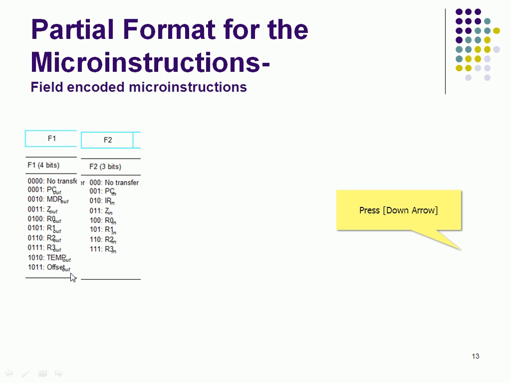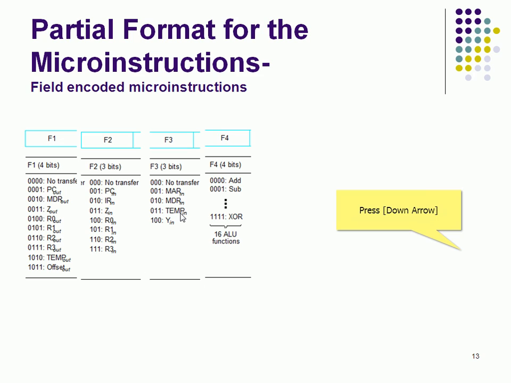So PC in will be 001, and so on. Similarly, format 3 is also 3 bits. So 001 MAR in, MDR in, temp register Y in, and F4 is 4 bits. So that is 0000 add, the arithmetic logic operation; 16 ALU functions will be there.